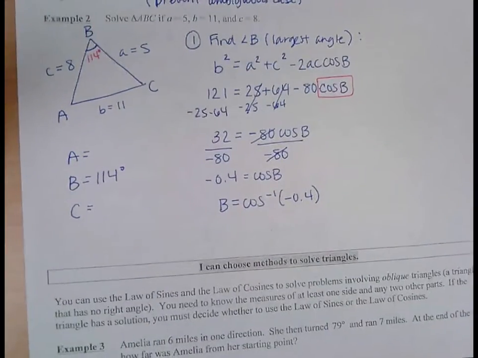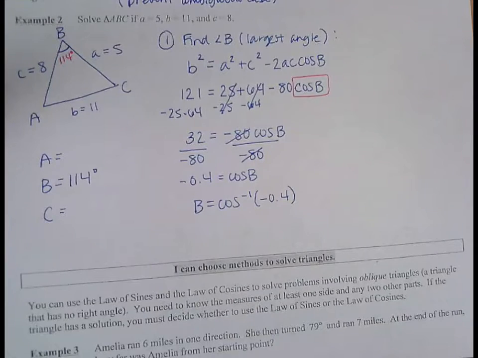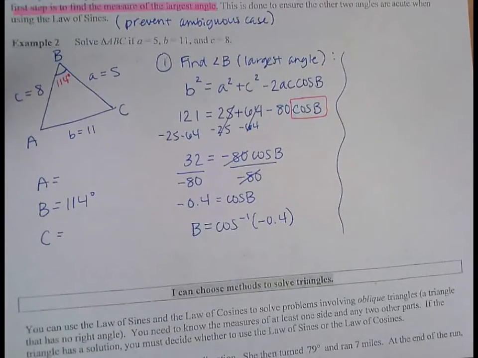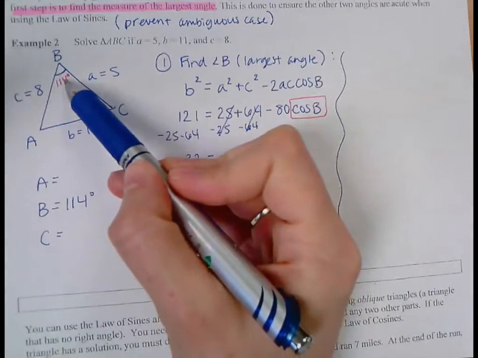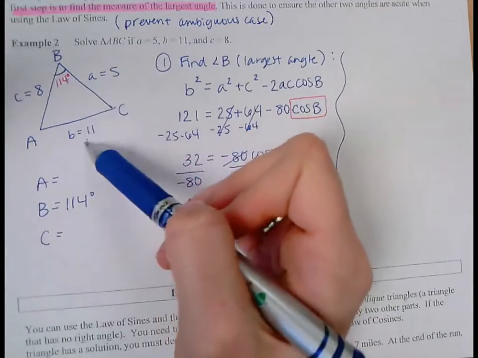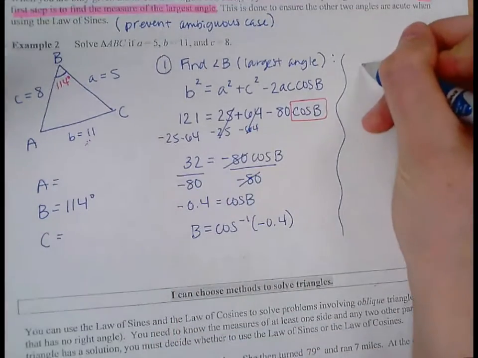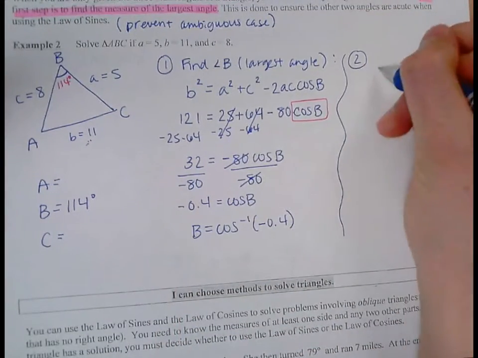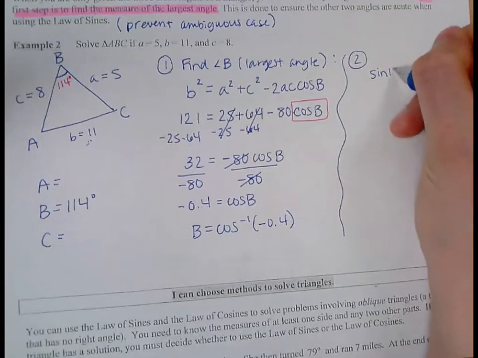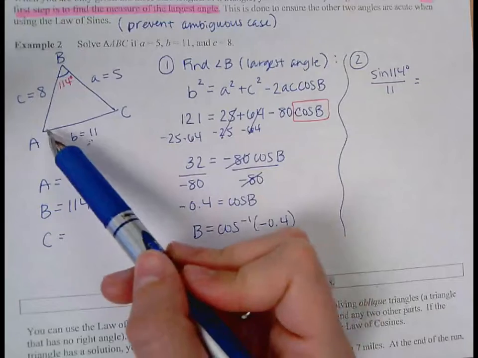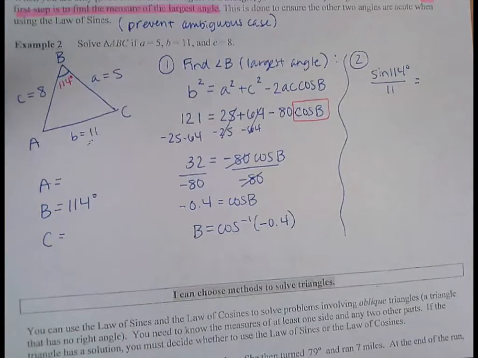Okay, any questions on finding angle B? Okay, so then for the next step, again, you only have to use law of cosines once. I certainly could continue using it, but now for law of sines, I have a full ratio. I have sine of angle B over side B. So I can set up, this would be step 2, sine of angle B is 114 over side B is 11.